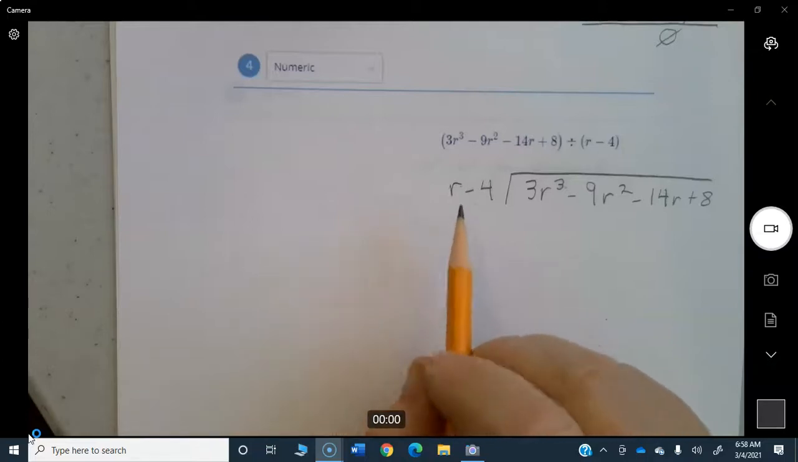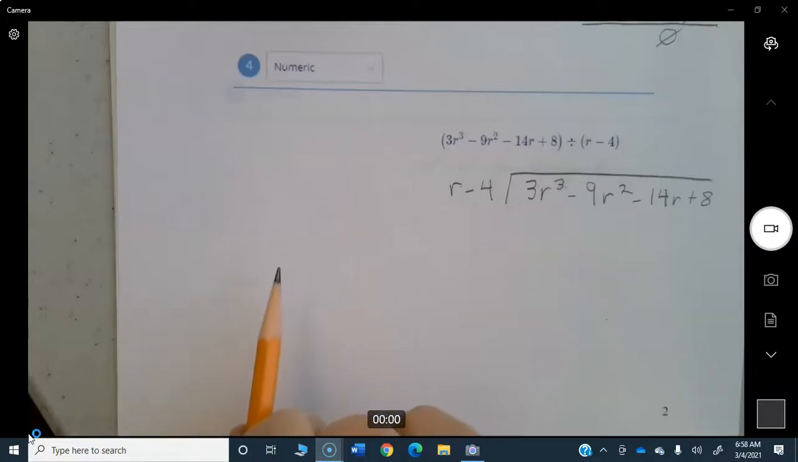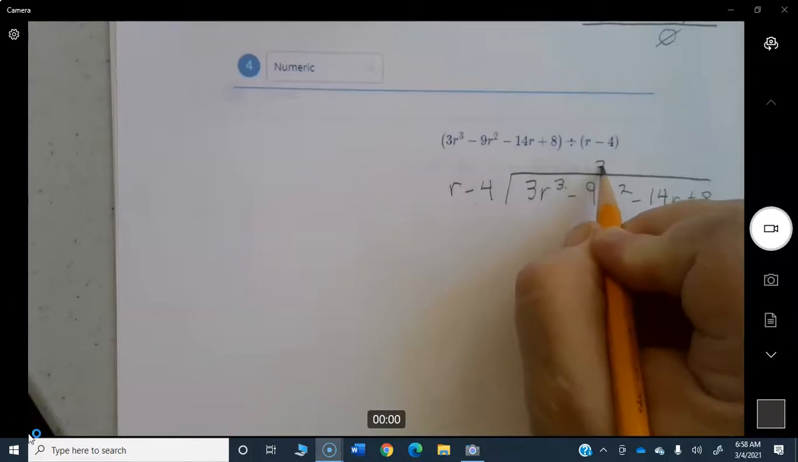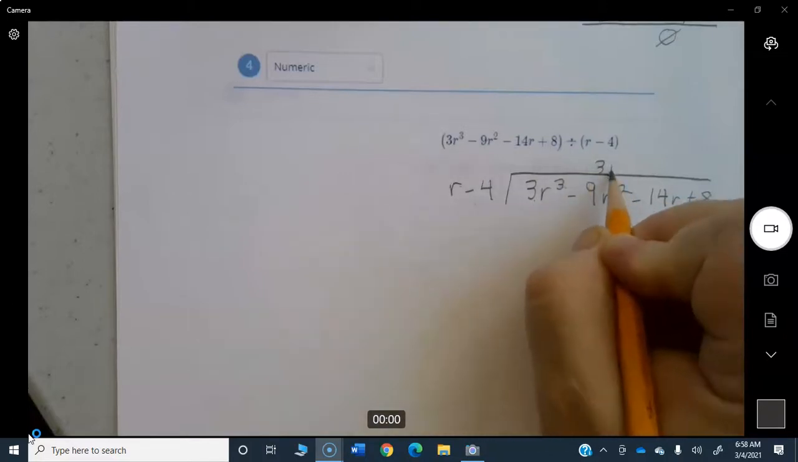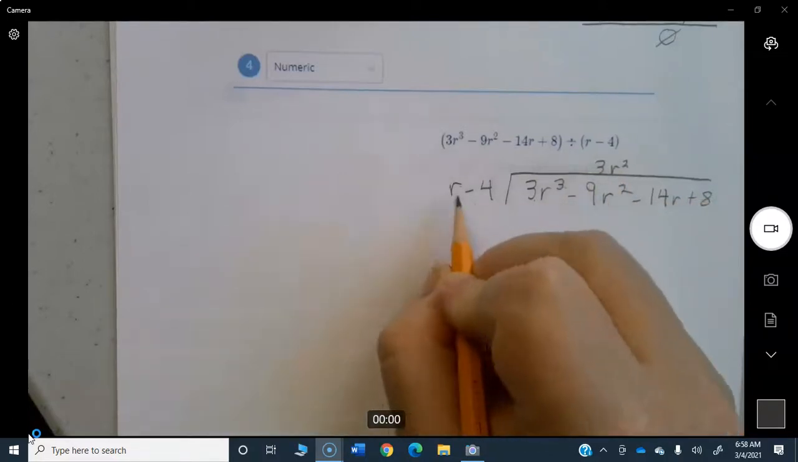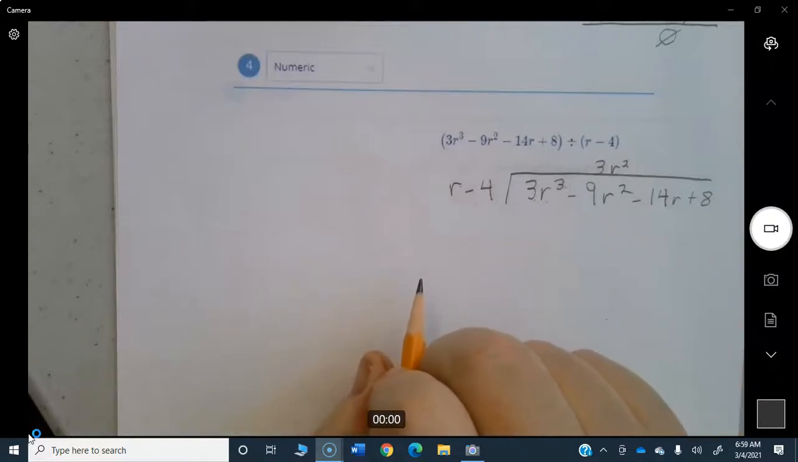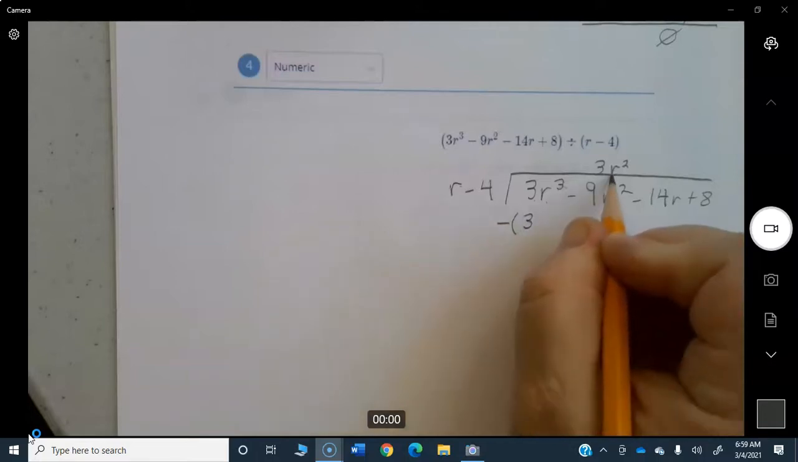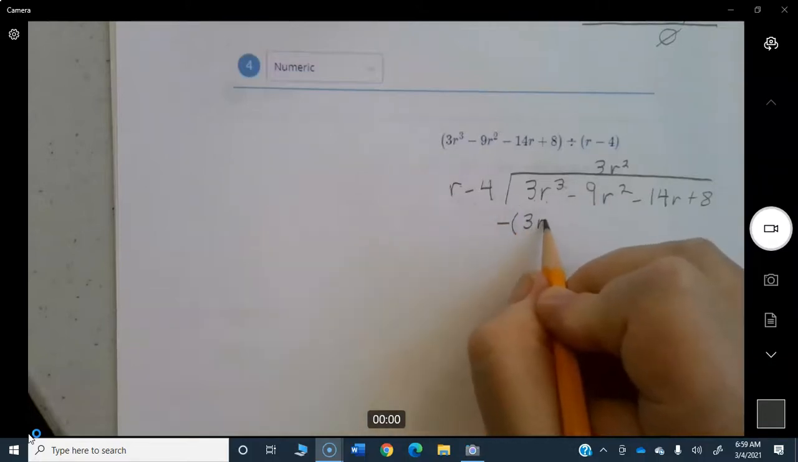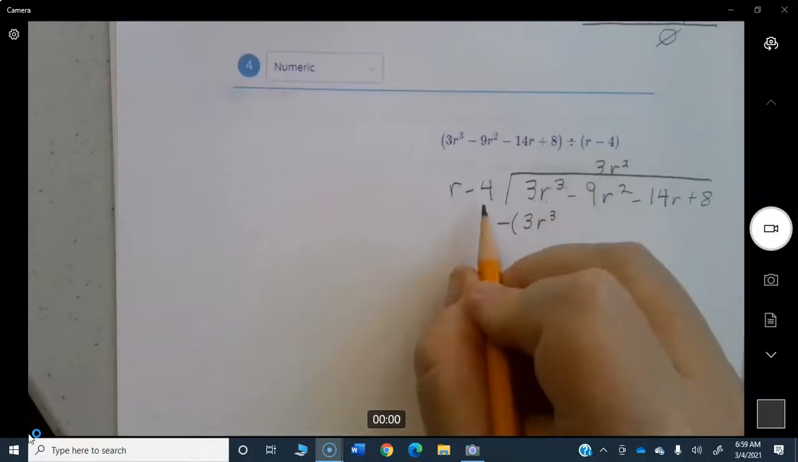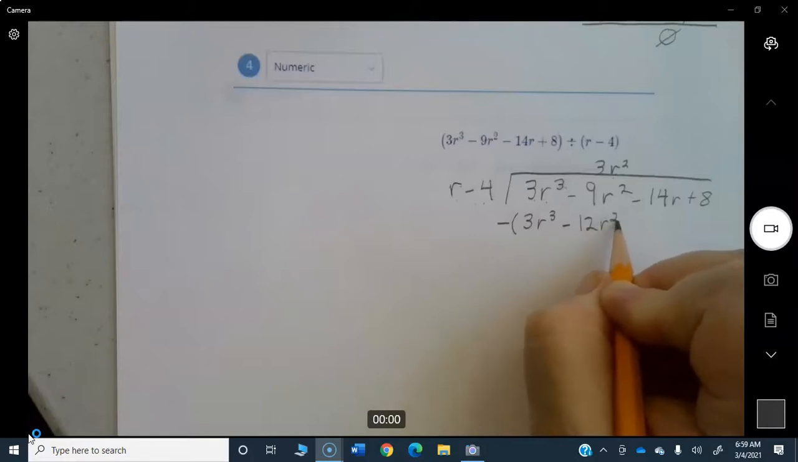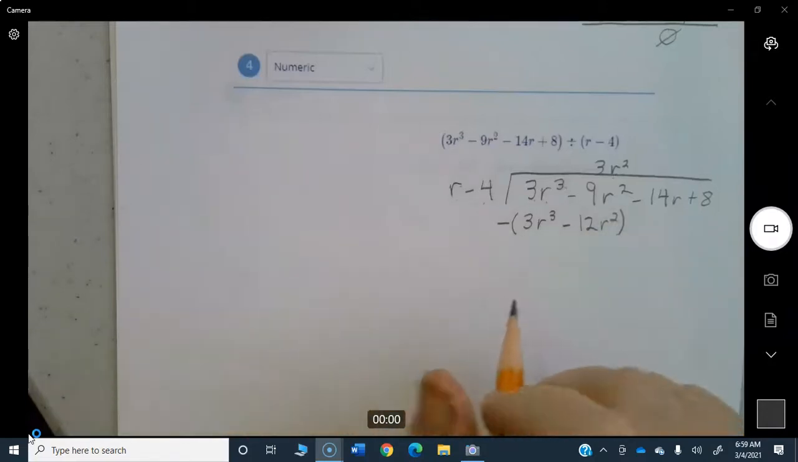Okay, here we go. What do you have to multiply r by to get 3r to the third? Think about it. Pause the video if you need to. You have to multiply by 3 in order to get that 3, and then it's r squared. r squared times r is r to the third. So that's our divide step. Now we're going to multiply. So 3r squared times r is 3r to the third, and 3r squared times negative 4 is negative 12r squared. So that's our multiplication.